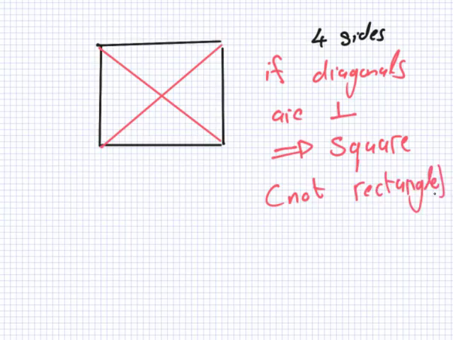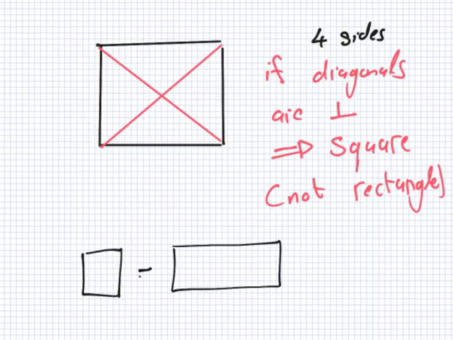What's the difference between a square and a rectangle, KJ? What's the difference between these two? Yeah, all the sides are equal for a square, not so with a rectangle.